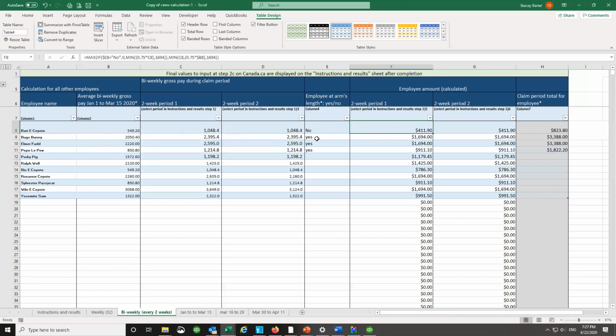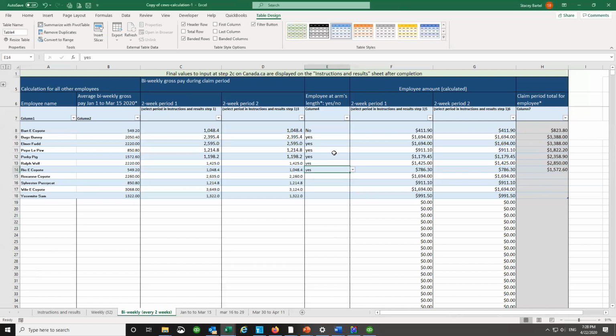Now, the rest of these guys here, let's go through and take a look at this. Porky Pig, he's arm's length. Ralph, right? Ralph Wolf, the sheepdog Ralph. Yes, okay. Then we have Ricky Coyote. Now, Ricky is a nephew, not arm's length, right? So he gets 786. Now, if Ricky was another son, guess what? 411.90.